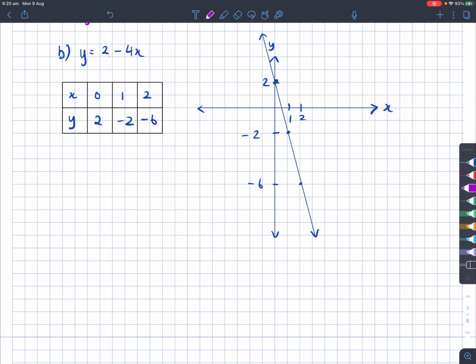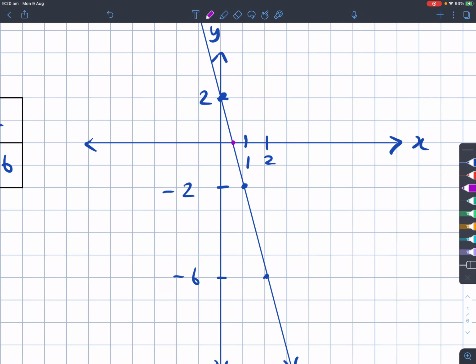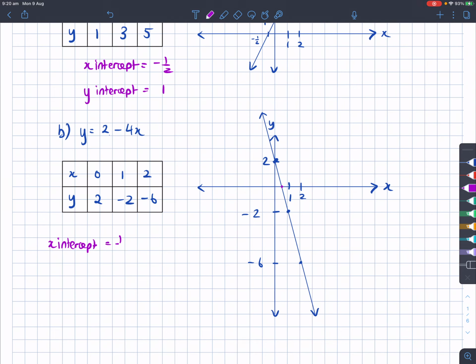And then let's find out our x-intercept and y-intercept. Our x-intercept is right between 0 and 1, which is right there. That's basically a half. Whereas our y-intercept is simply this number here, where it cuts the y-axis, which is number 2.